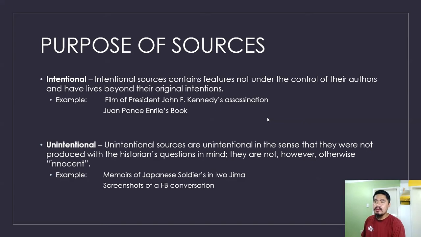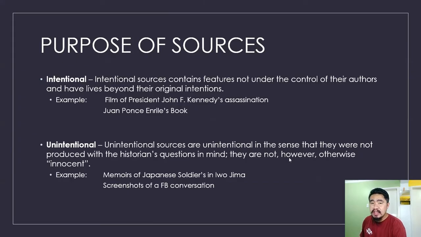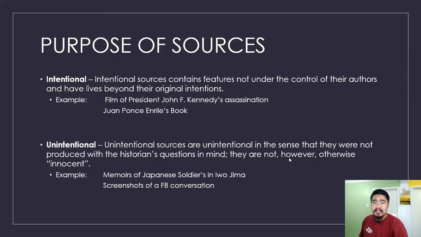While on the other hand, when we talk about unintentional, for instance, we have memoirs of Japanese soldiers in Iwo Jima. What does this mean? What was the real intention of the memoirs of Japanese soldiers, or the letters from Iwo Jima? Sorry, this should be letters from Iwo Jima. Those letters actually serve as communication. They wanted to communicate with their family in mainland Japan. However, it became a piece of history because when they were uncovered, the experiences and lives of the soldiers during World War II were seen. So the original intention of the letters from Iwo Jima is basically for communication and not for history.